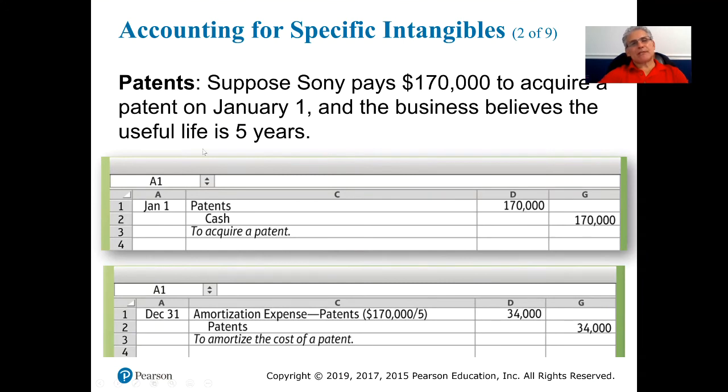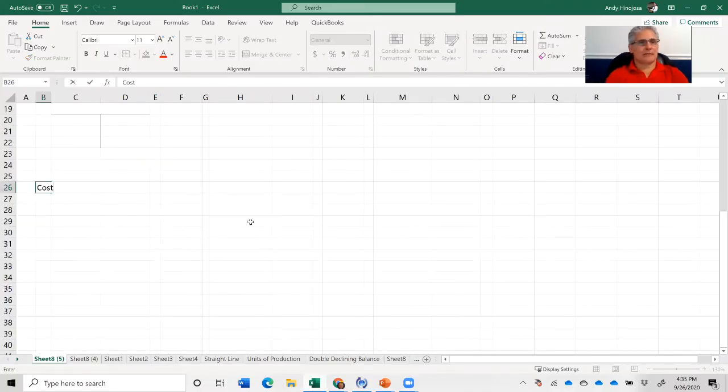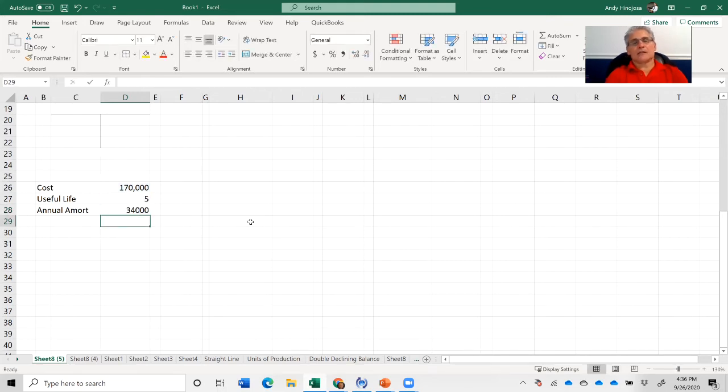Since they believe it's going to have a useful life of 5 years, this is going to be exactly like straight line depreciation. We're going to go ahead and compute how much per year we need to write this off. So $170,000 will cost $170,000, and we're going to divide it by its useful life, which is 5 years. So the annual amortization is going to be the cost divided by the useful life. In this case, it's going to be $34,000.